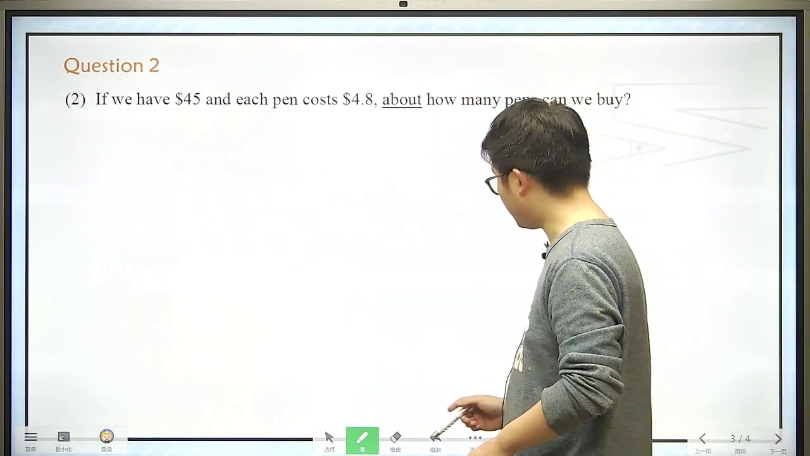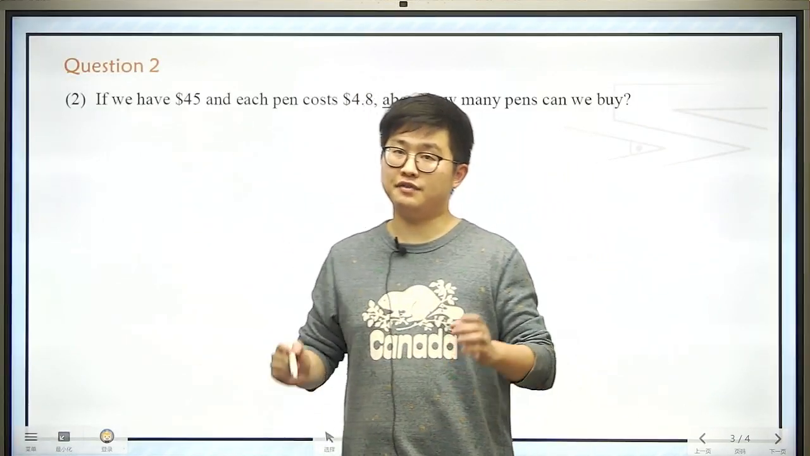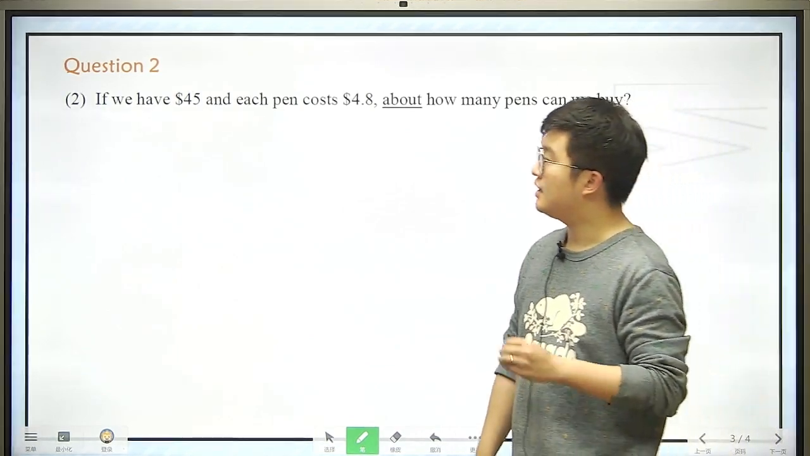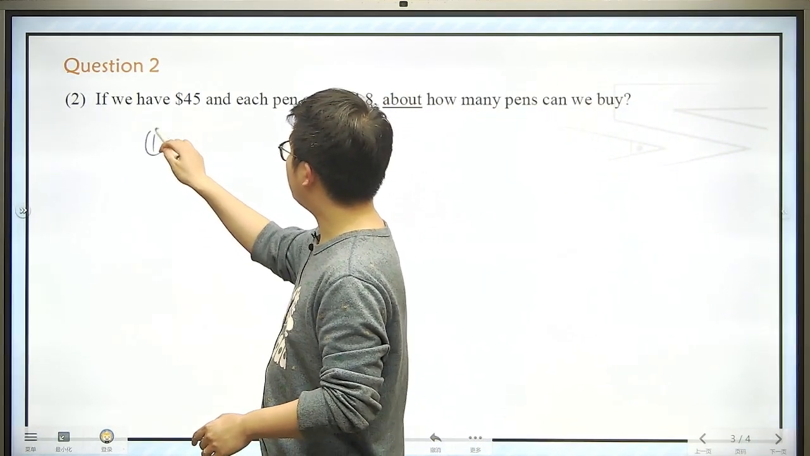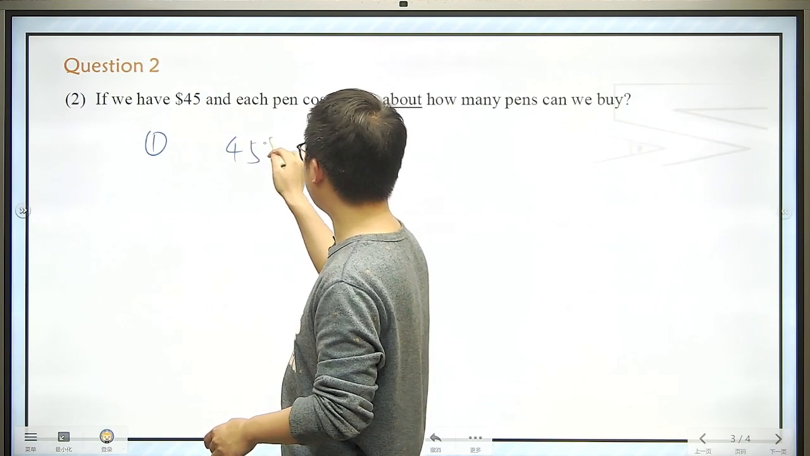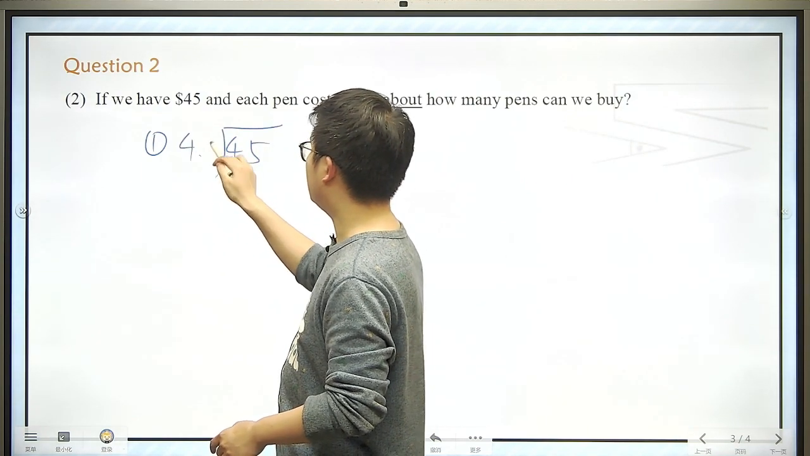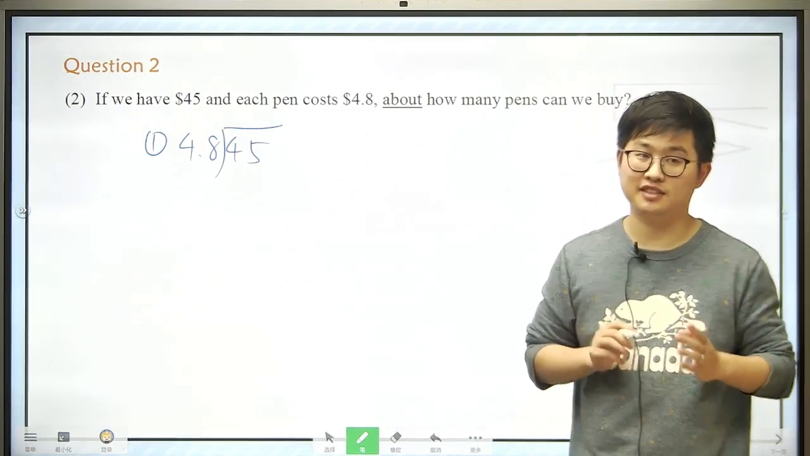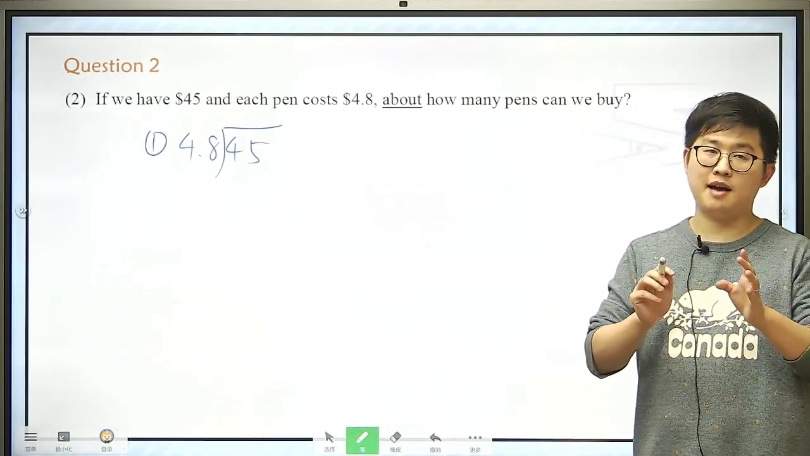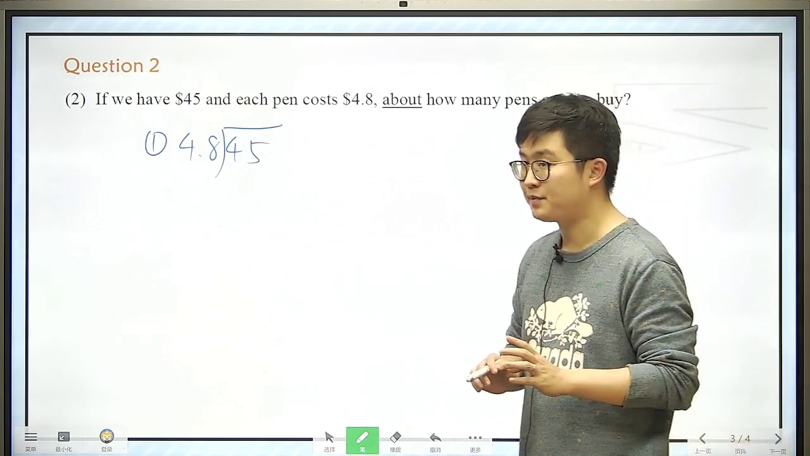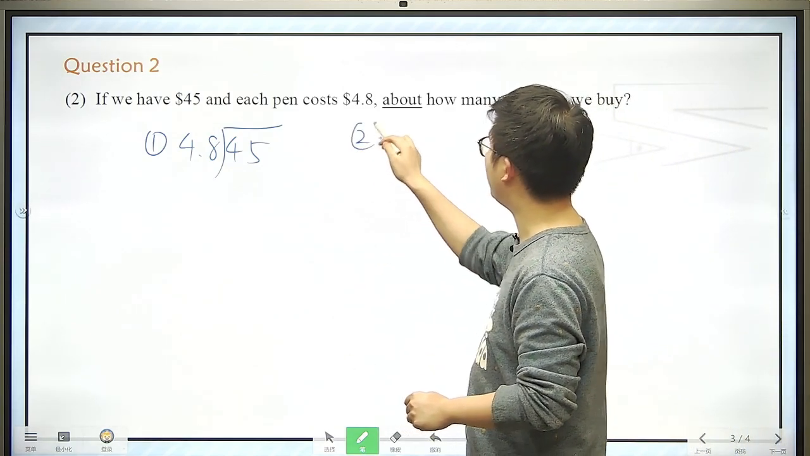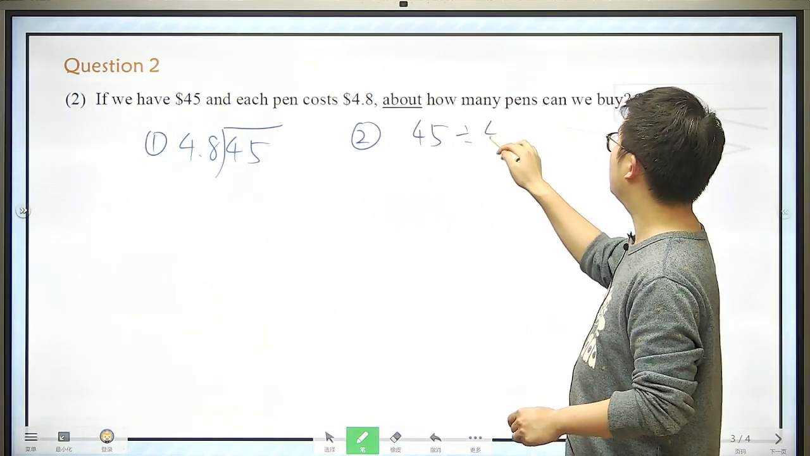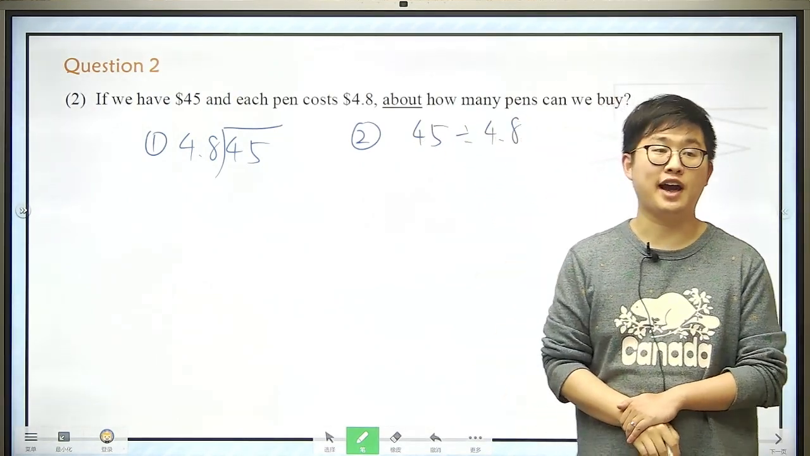This is a little bit more difficult. We have $45, and each pen costs $4.8. Now, still, we can do this by simple division again. Believe me when I say it's not that difficult. But I'm also going to show you another way to do it. Now, we know that we need to divide 45 by 4.8, right?